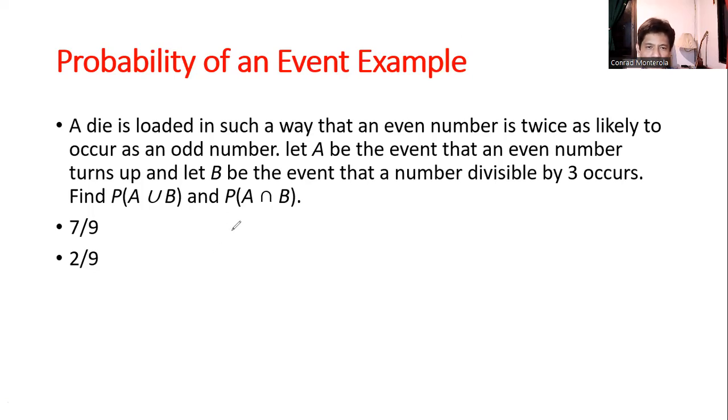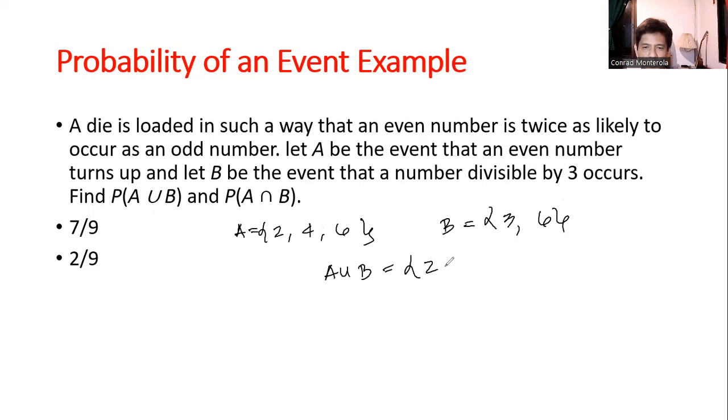So set A, the members of set A are even: 2, 4, and 6. So set B, divisible by 3, so we have 3 and 6. So A union B, the elements of A union B are 2, 3, 4, and 6.